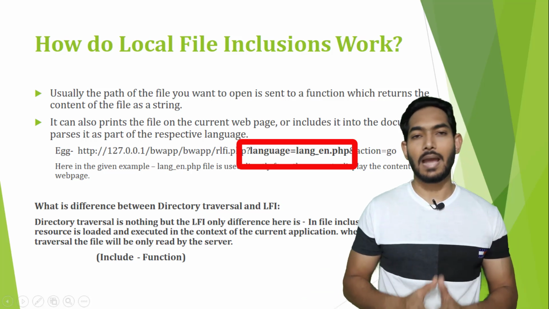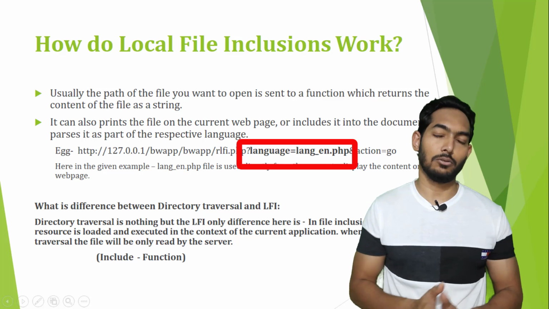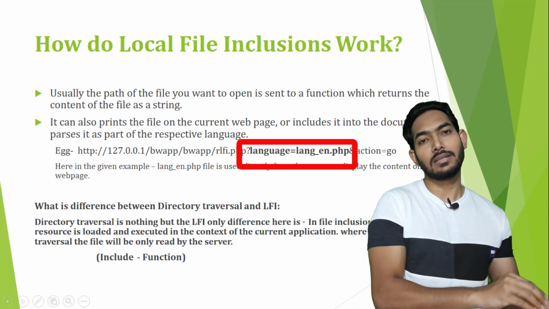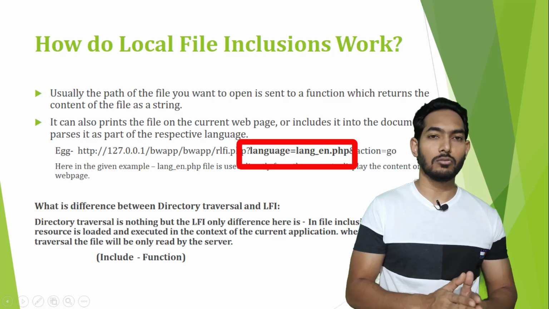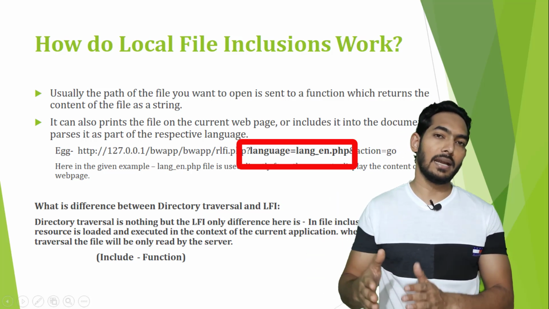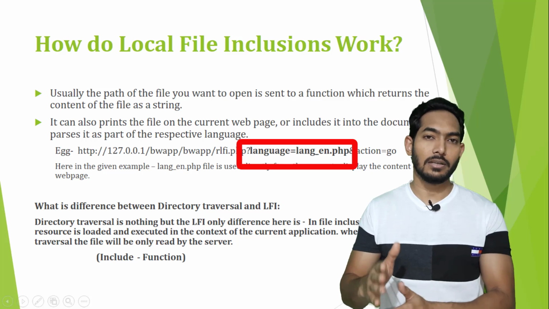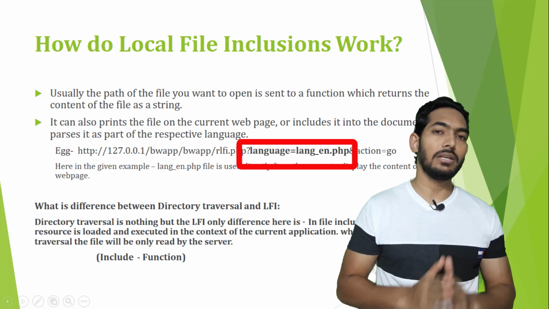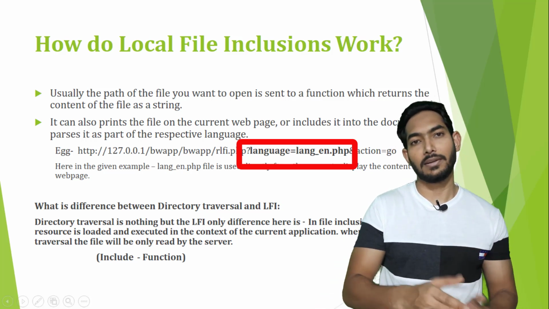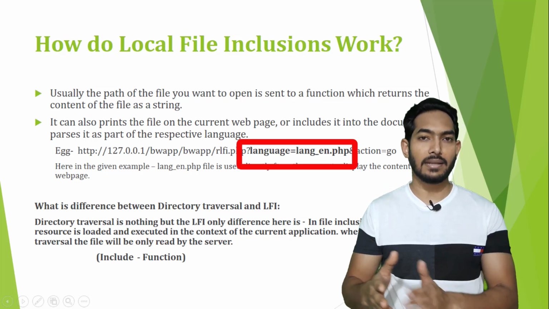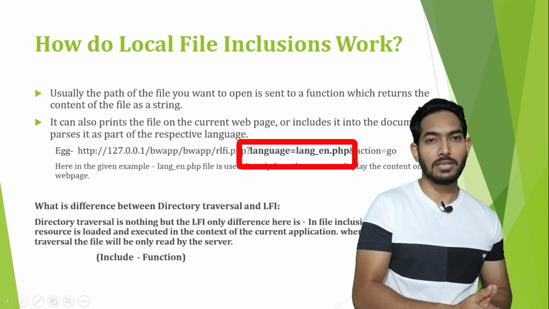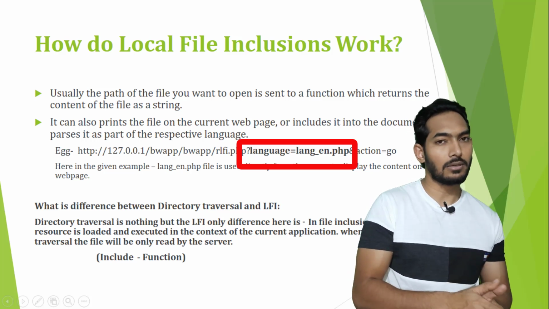So this is what will happen particularly in local file inclusion, right? There is also another thing called directory traversal. This is also a vulnerability, and it works the same way. The only difference between local file inclusion and directory traversal is that in local file inclusion you can execute this file on the web page or from the web server, right?